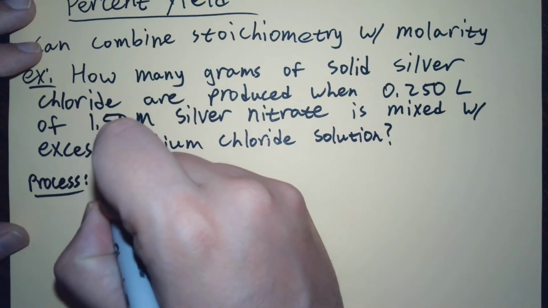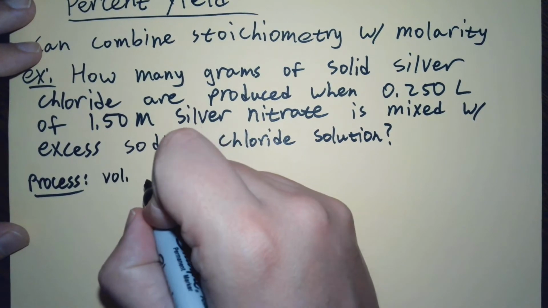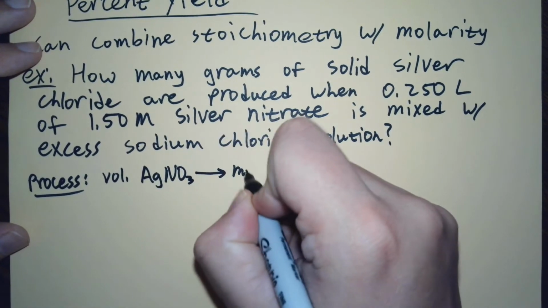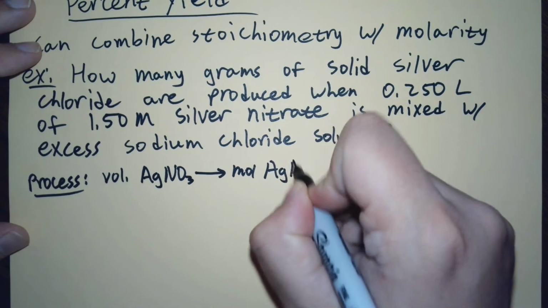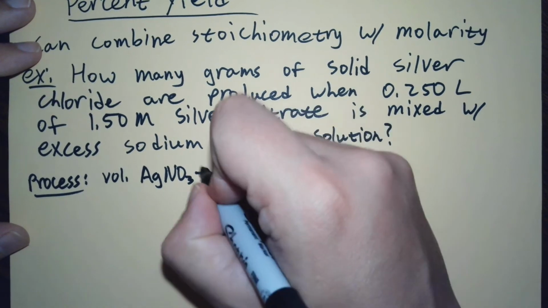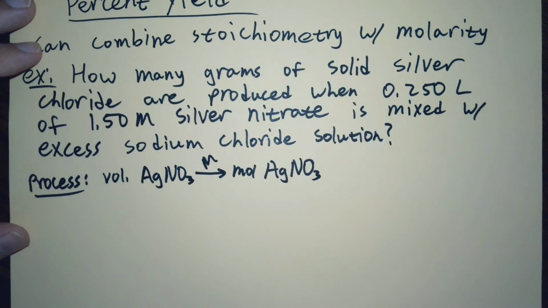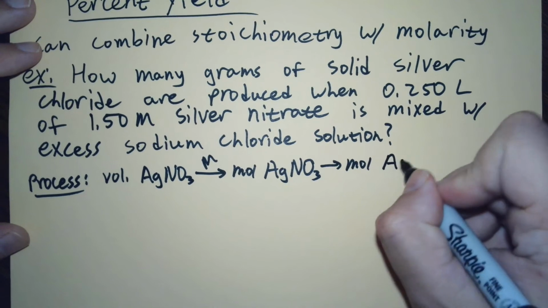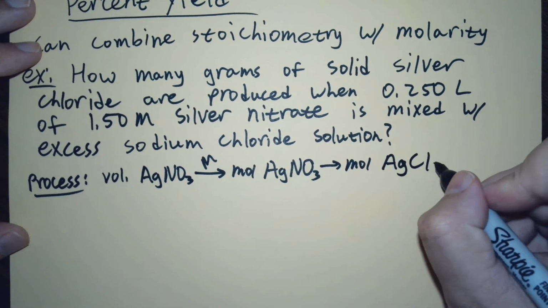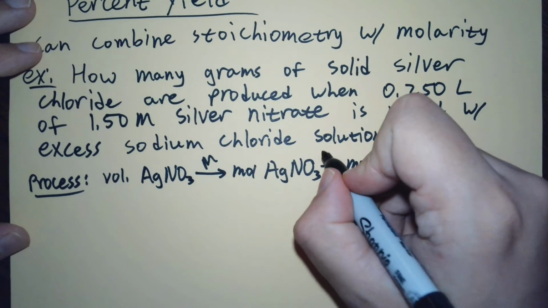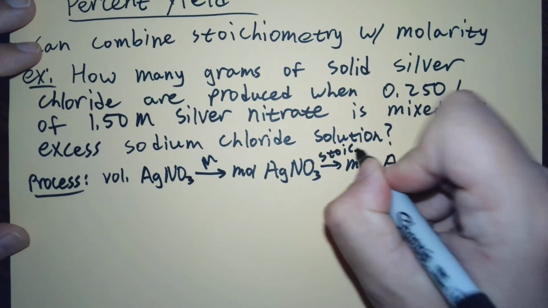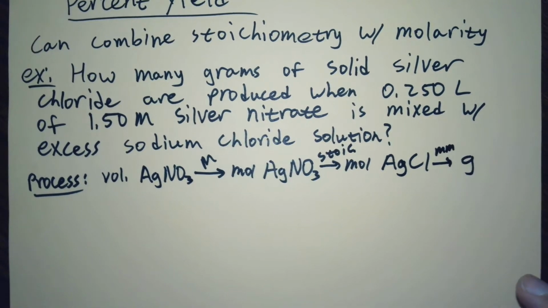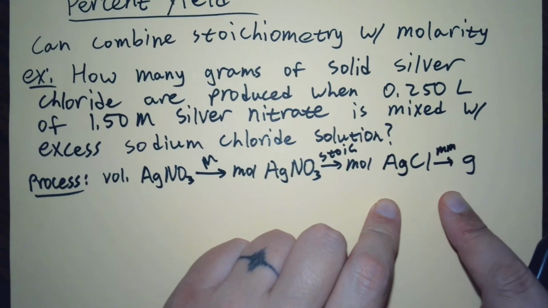And so we know the volume of our AgNO3 solution. We need to get to moles of AgNO3. How do we do that? Molarity. Molarity will get us there. Then we have to get to moles of the product that we care about, which is AgCl. And then we have to get to grams. So we're going to have some stoichiometry in the middle, and molar mass at the end. Okay? And this step, this is what we were talking about last week.